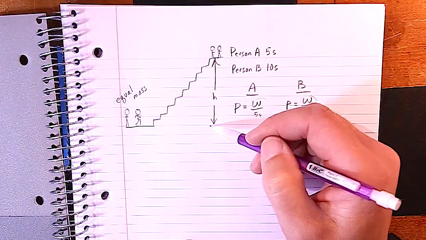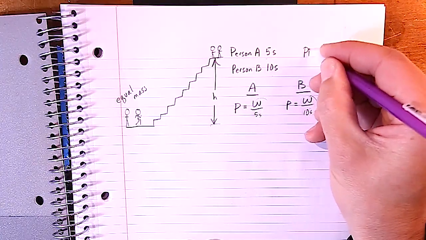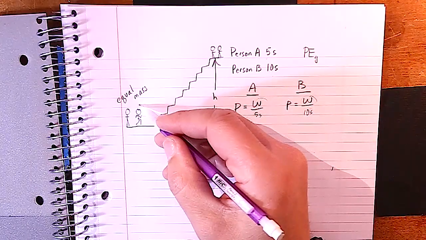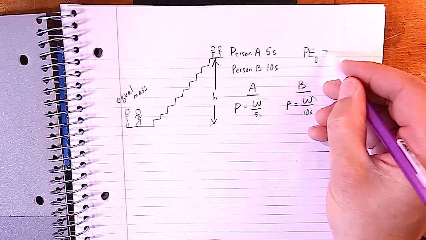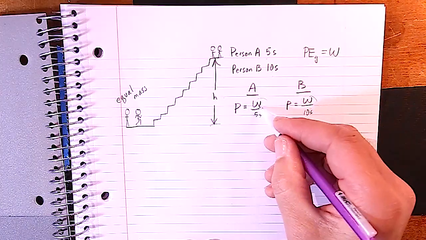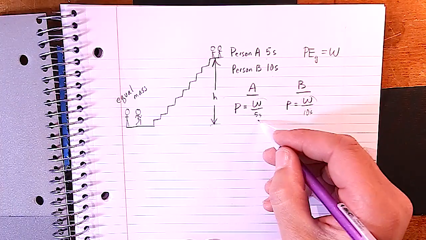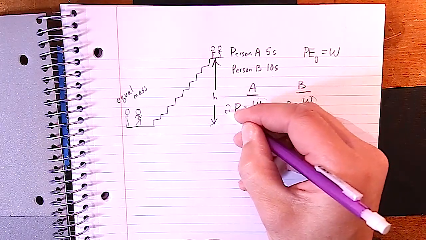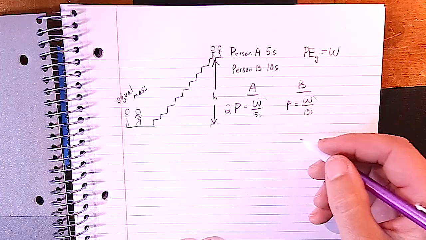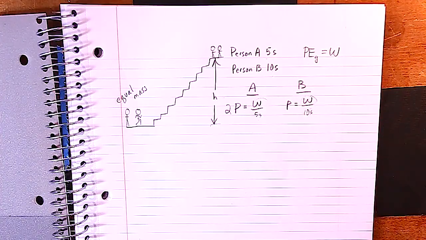Well, let's first look at the work done. The work turns into gravitational potential energy. If they have the same mass and they went the same height, then the PEG is the same, so therefore the work is the same. So they both did the same amount of work. But person A did it in half the time, so therefore person A did it with double the power. Depending on how the question is asked, it might be that person B did it with half the power. But in both cases, the work done is the same.